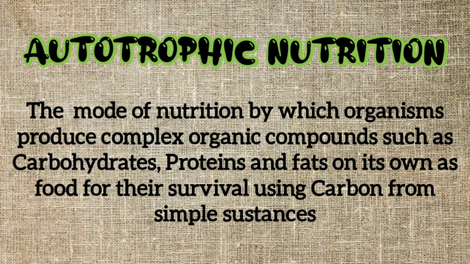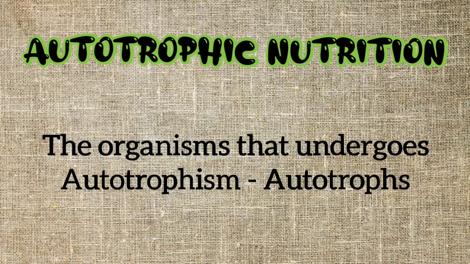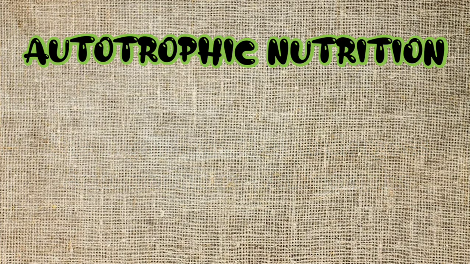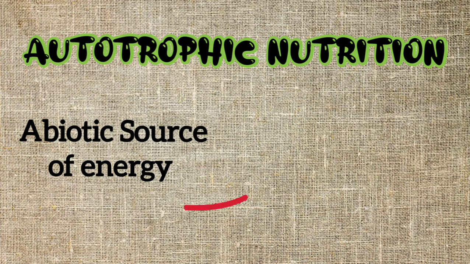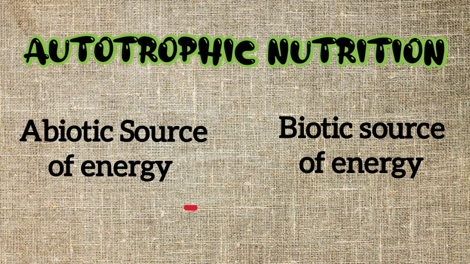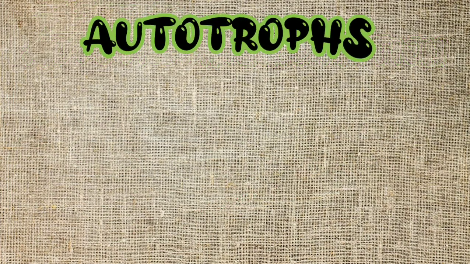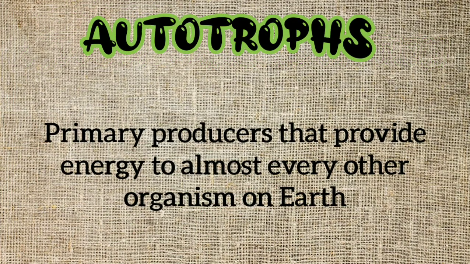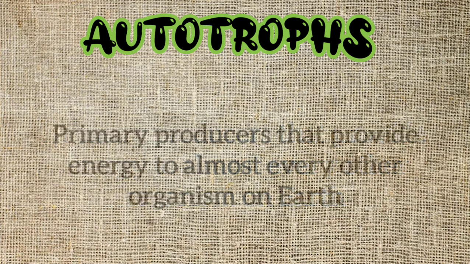The mode of nutrition by which organisms produce complex organic compounds such as carbohydrates, proteins, and fats on their own as food for their survival using carbon from simple substances is called autotrophic mode of nutrition, and the organisms that do autotrophism are called autotrophs. Autotrophs convert abiotic source of energy into biotic source of energy on which heterotrophs feed later. Autotrophs are the primary producers that provide energy to almost every organism on Earth. The Earth wouldn't sustain even a day without these autotrophs.